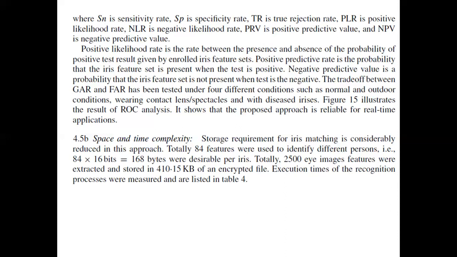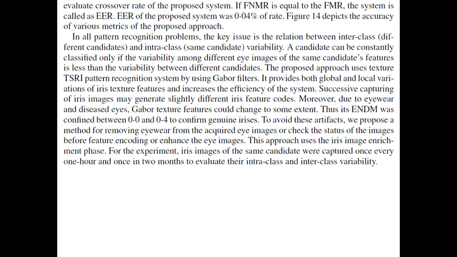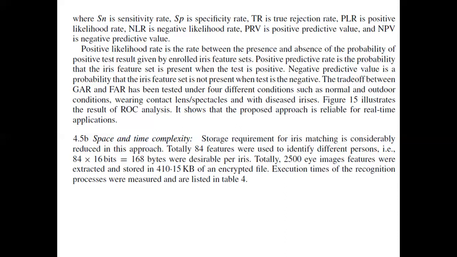In total, 168 bytes are required for one person to store their iris pattern. In total, 2,500 eye images were stored in 4101 KB only, in an encrypted file. The file is already encrypted, which gives a positive result because nobody can hack the system. Even if they hack the system, they cannot retrieve the data inside the file.